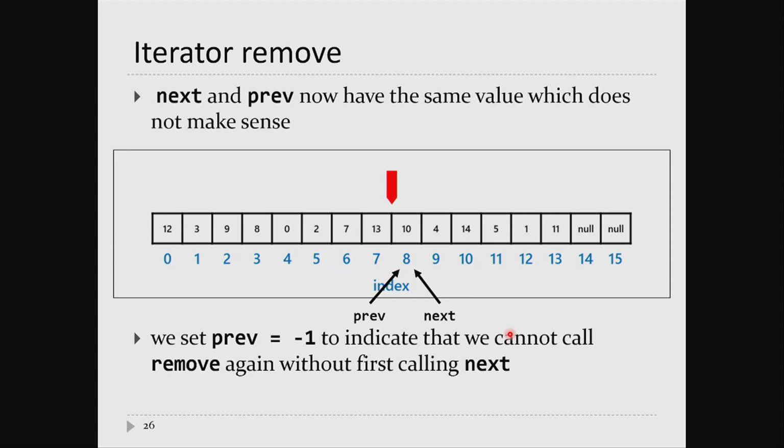Now if I back next up by 1, previous and next both point to the same index, which doesn't make any sense. Next is the next element to return. Previous was the element that was most recently returned. So it doesn't make sense that they both point to the same index. To resolve that problem, we just set previous equal to minus 1 to indicate that previous is no longer valid. That also gives us a way to determine whether you're trying to call remove twice during each call to next, because you're not allowed to do that. So whenever I call remove, I set previous to minus 1.